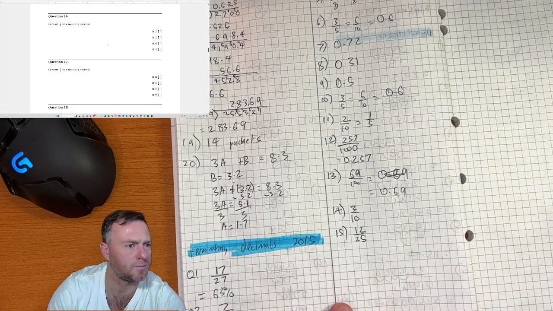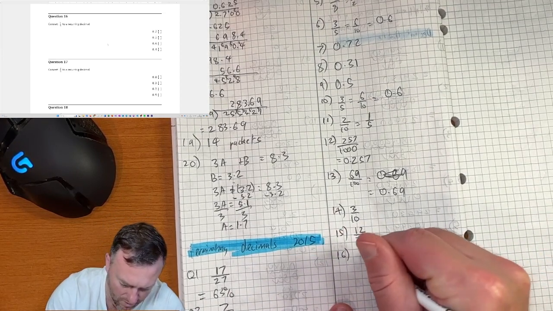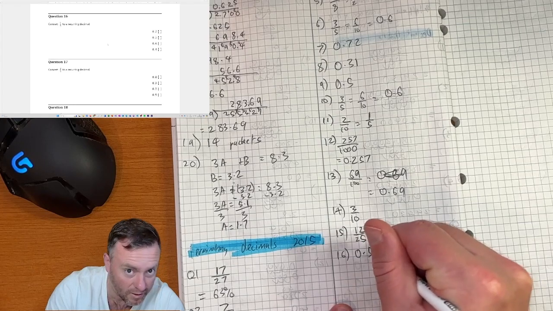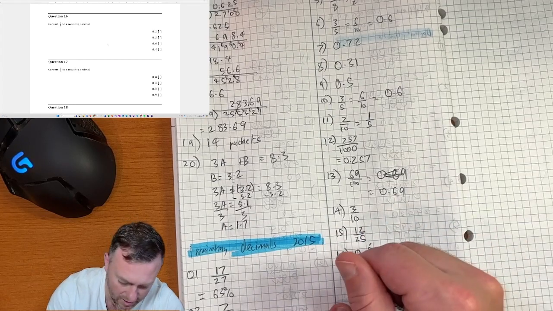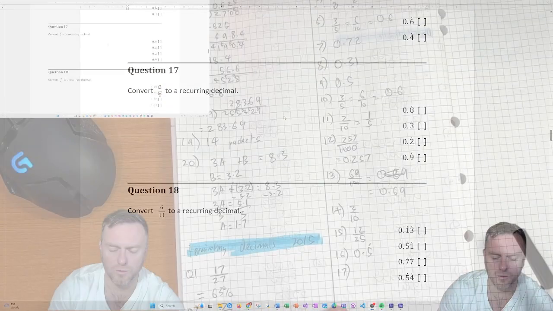16, that's the same as 0.5 recurring, which looks like it's the second option down. 17, 0.2 recurring.